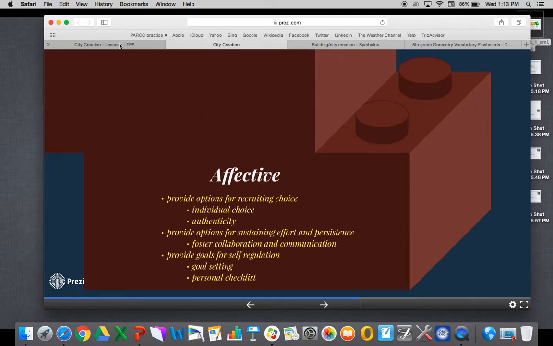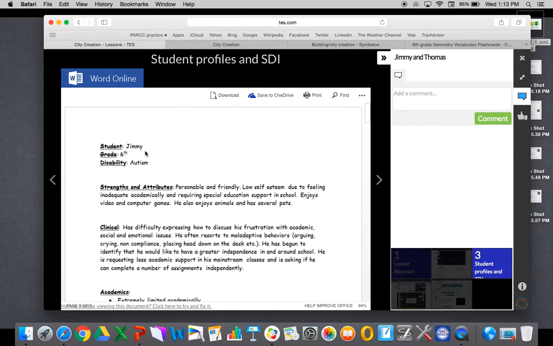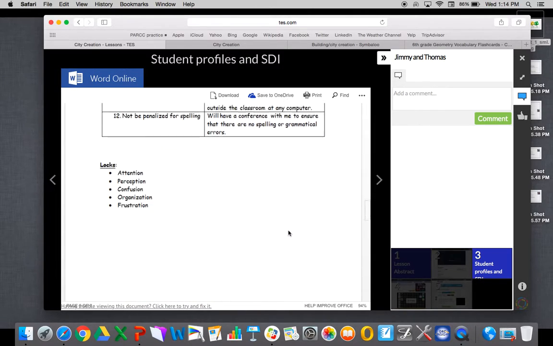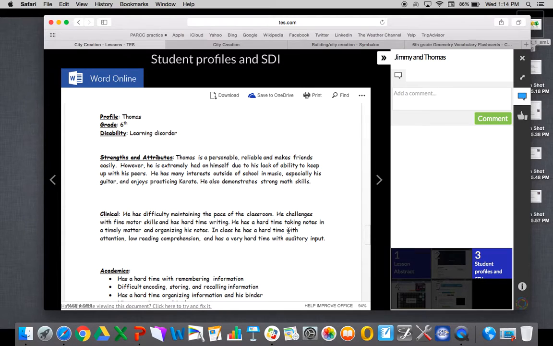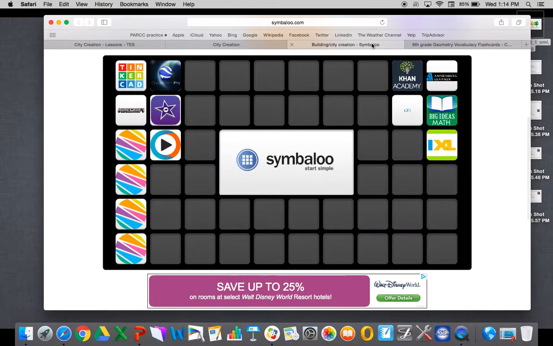And then going back here, number 3 is the student profile that I have uploaded for Jimmy, and let me scroll down. And obviously the accommodations that I have created for these 2 students, for Jimmy and Thomas. And the 4th thing that I have on here is the Symbaloo that I put together for students to use. And these are all the resources that students would use throughout this project.